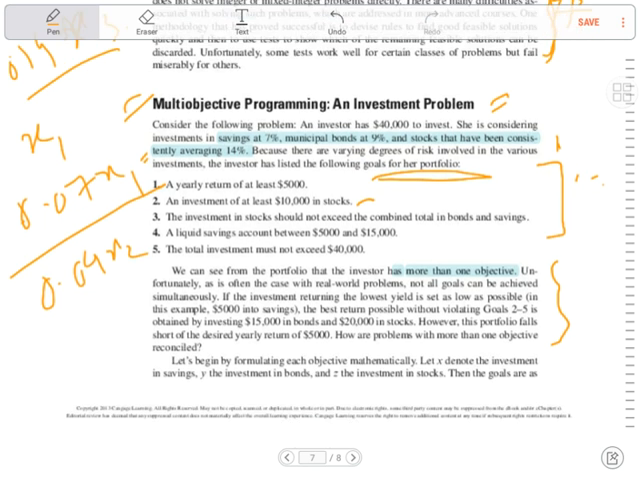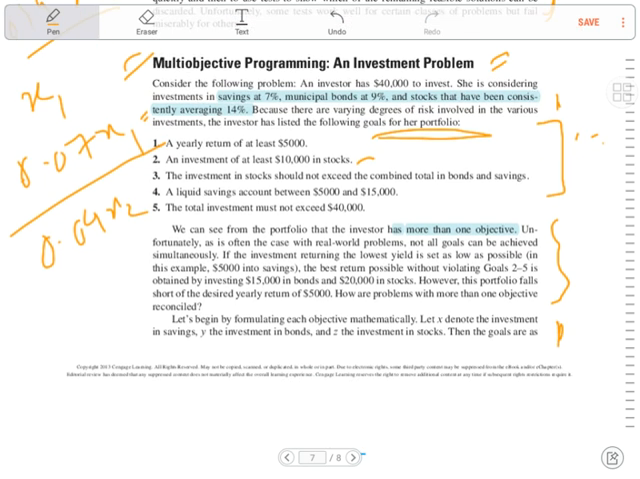So here starts the treatment of what they are doing. Let x denote the investment in savings, y denote the investment in bonds, and z the investment in stocks. Total she has $40,000, so x plus y plus z should be equal to 40,000.